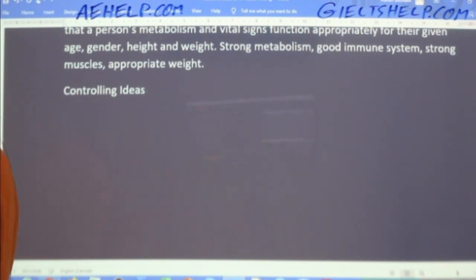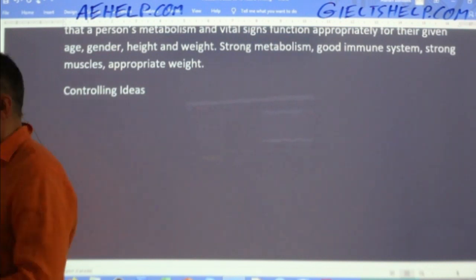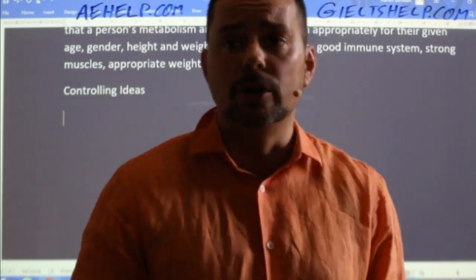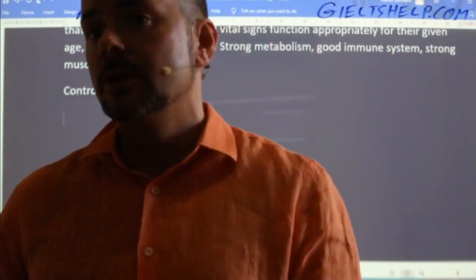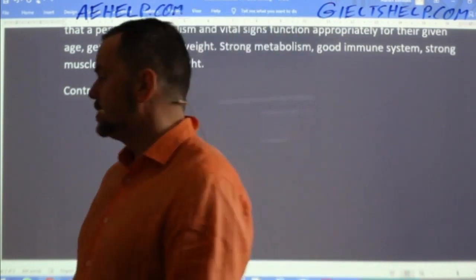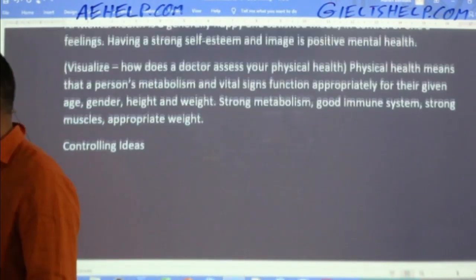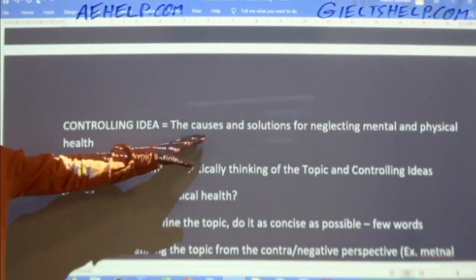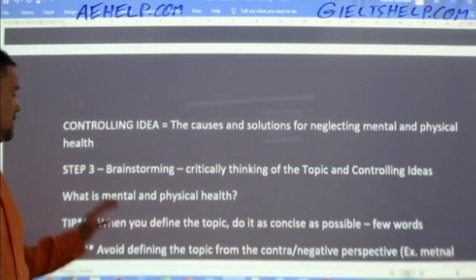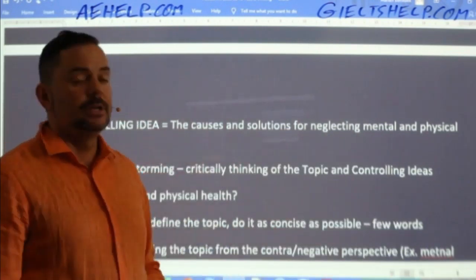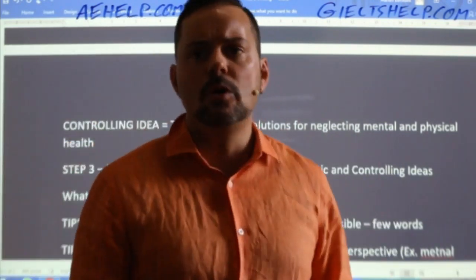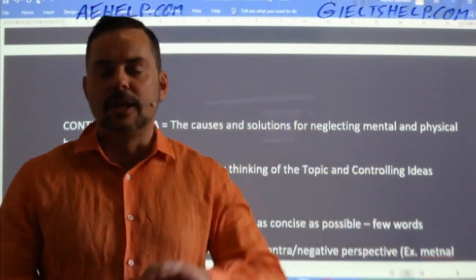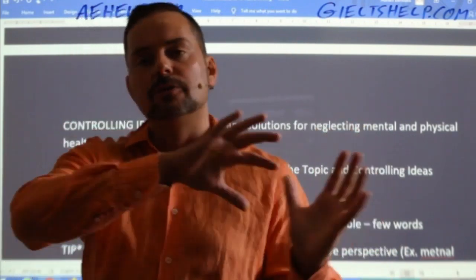Now we want to go to our controlling ideas. What's the first question that I can ask here? Yeah, Preeti, exactly. Good vital signs. So strong immune system, good vital signs. All right. What's the question that I should ask for the controlling ideas? Let's hop back a little bit here. Remember the controlling idea, the causes and solutions for neglecting mental and physical health. So, what's the first question that I should ask? So let's forget about the topic, Elena. Let's go to the controlling ideas.